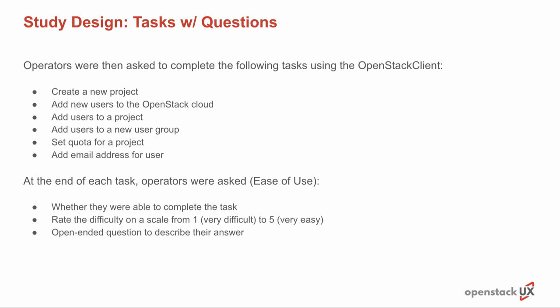During the study, again, we asked operators to complete a common set of tasks using the OpenStack client. They included: create a new project, add new users to an OpenStack cloud, add users to a project, add users to a new user group, set quota, and add email addresses for a user. At the end of each task, we asked them whether or not they were able to complete the task, and to rate the difficulty on a scale of 1 to 5. We also had an open ended question in there to describe why they provided the answer they did.